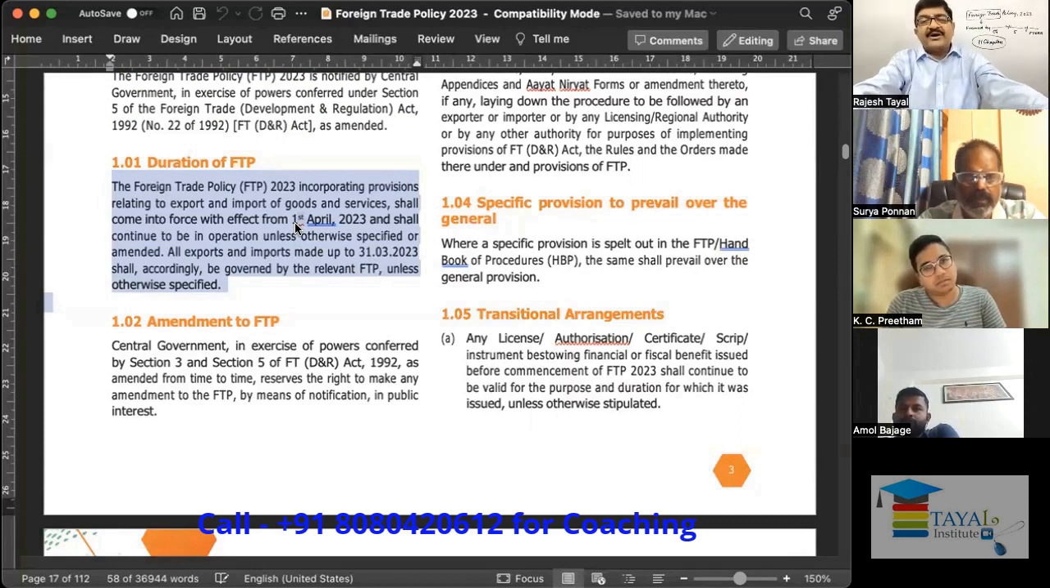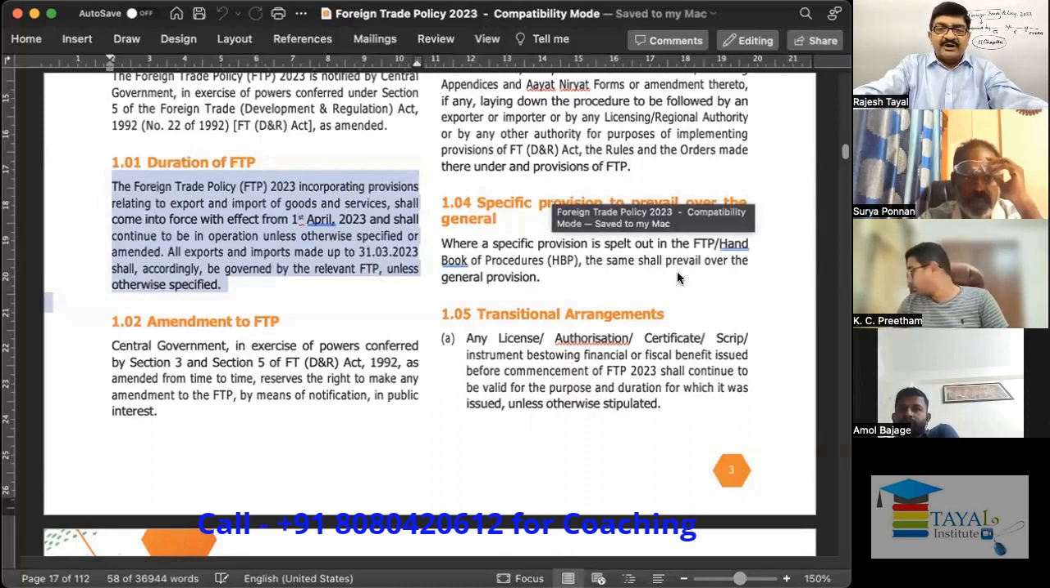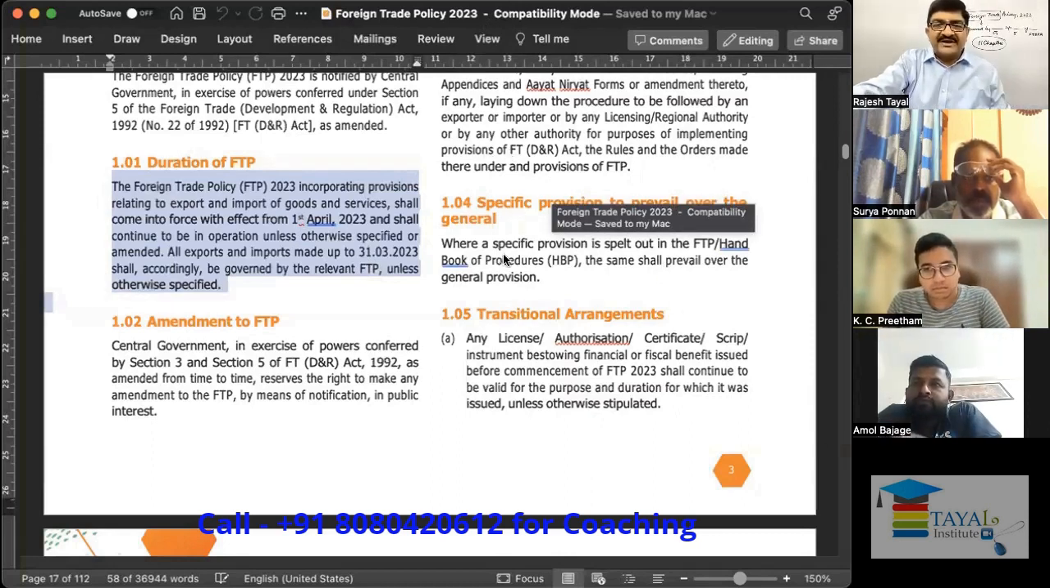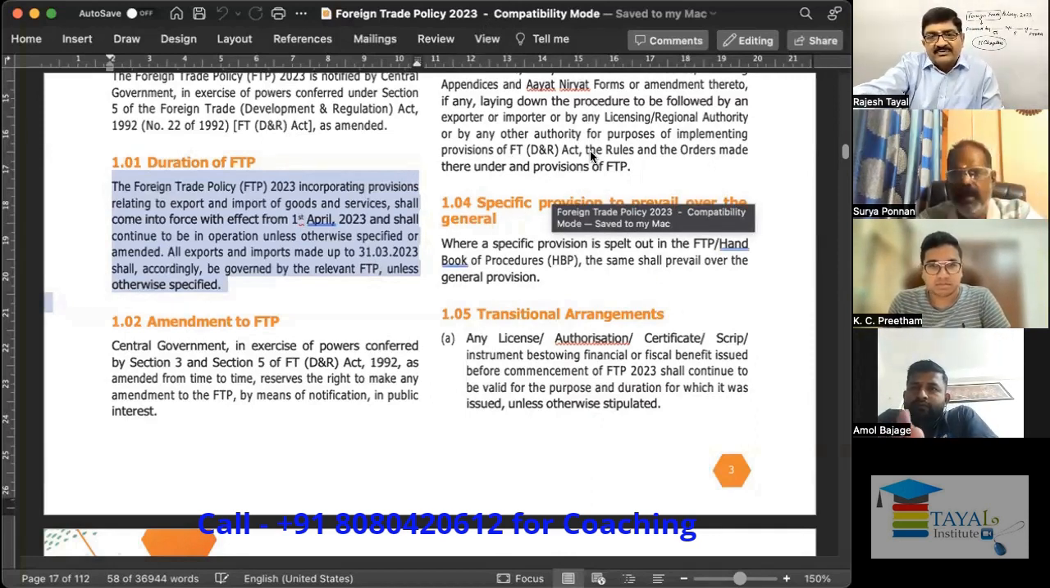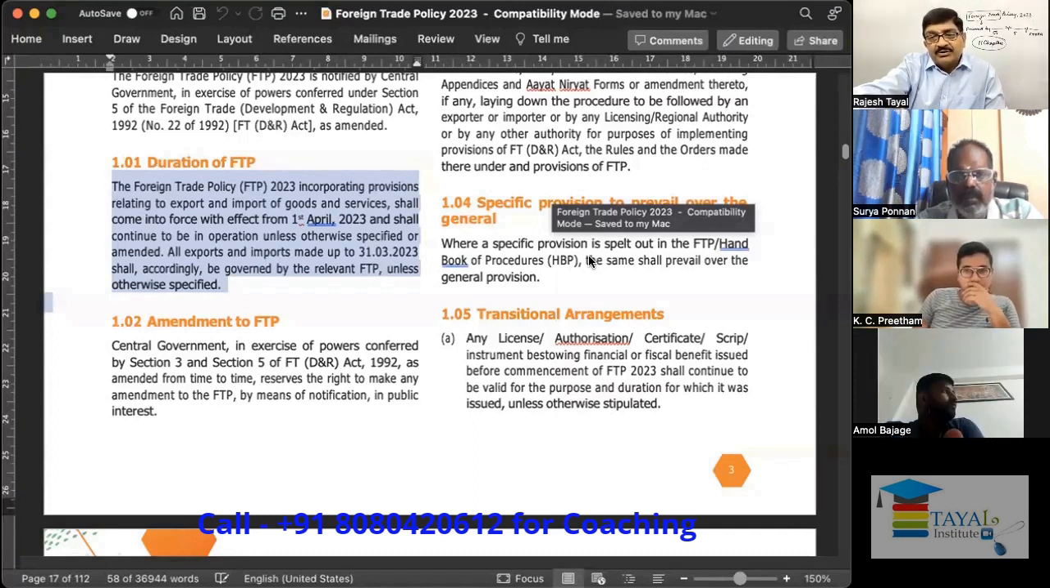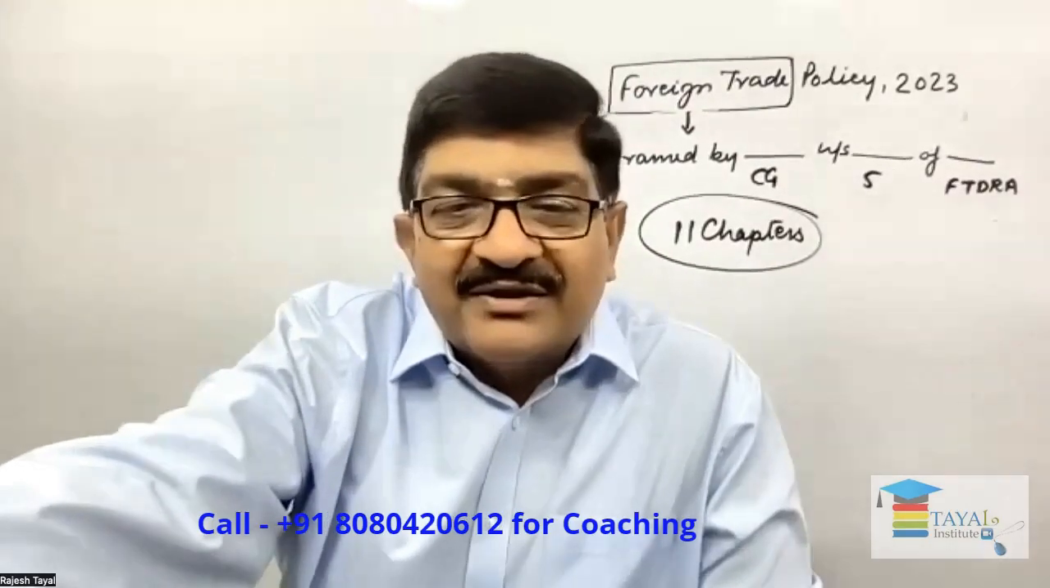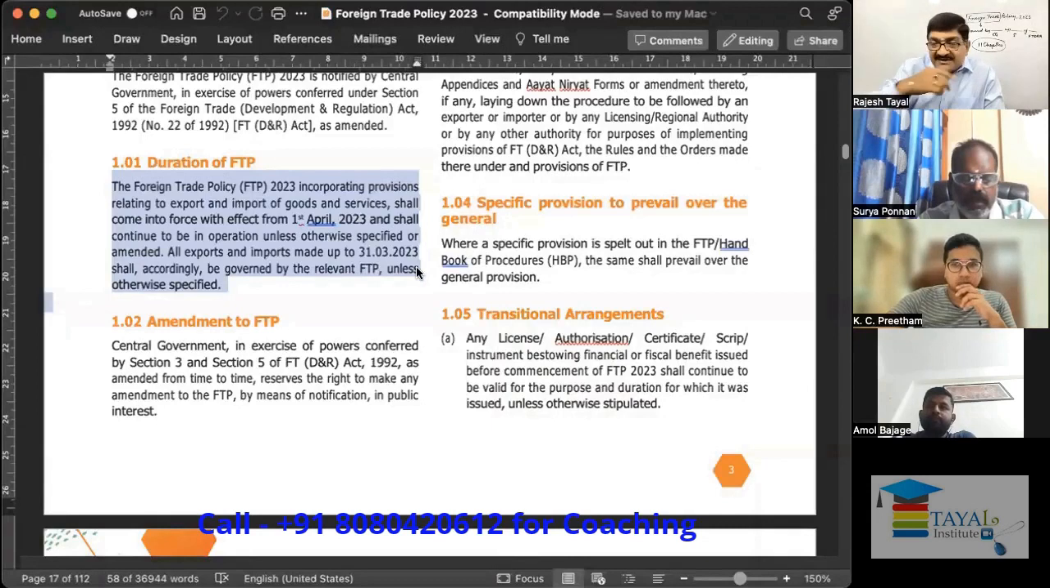Like we have Acts. Which is the oldest Act you have read? Oldest Act. Tell me quickly. Indian Contract Act. Negotiable Instruments Act, Indian Penal Code. Neha Ji, Negotiable Instruments Act 1881, Contract Act 1872, right, Penal Code 1860, right. The same way, this is going to be there until it is completely replaced by the new policy.